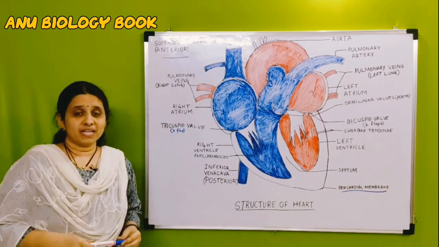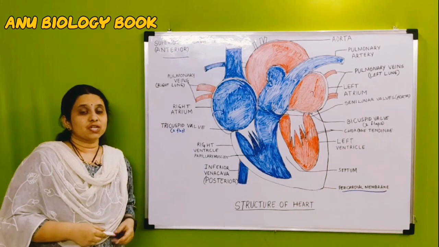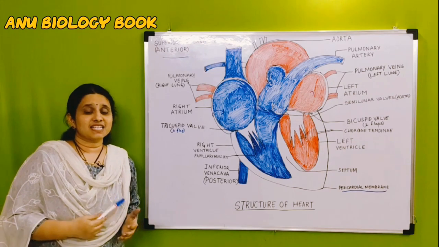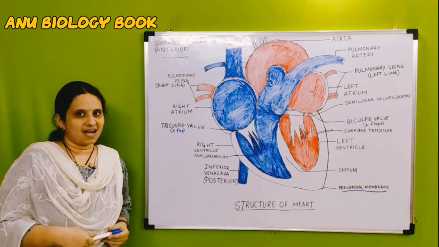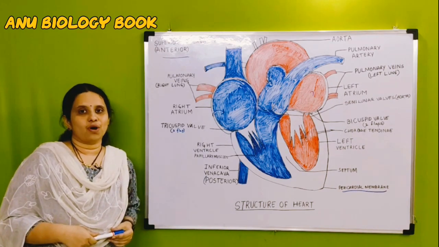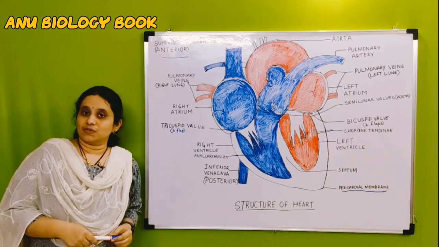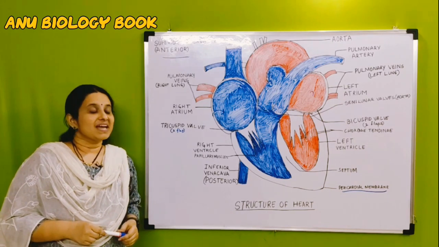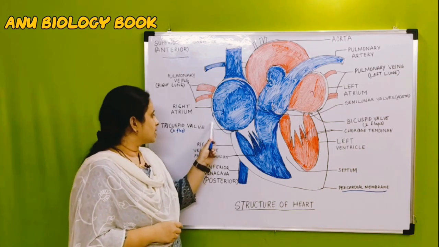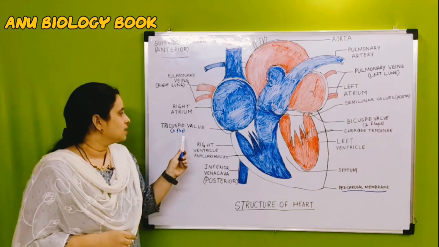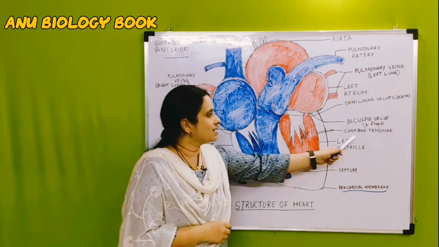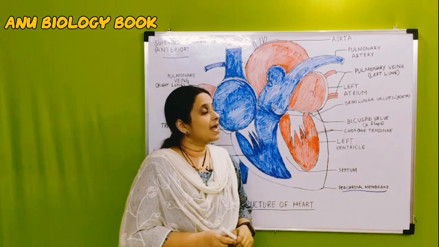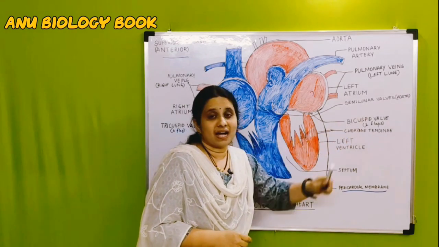Before going into the brief explanation of the functioning of the heart, let us find out some more parts of the heart that are nothing but valves. You all know that valves play a very important role in the functioning of the heart. See here, there are different types of valves: the tricuspid valve and the bicuspid valve, and also we can find semilunar valves.